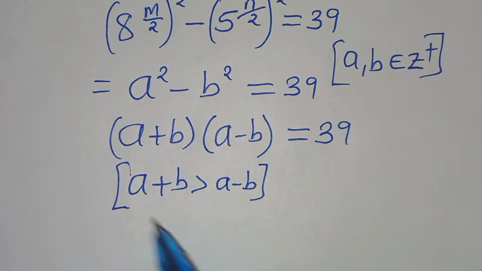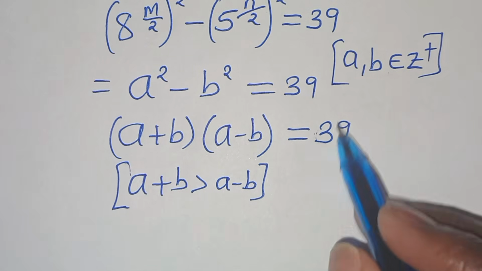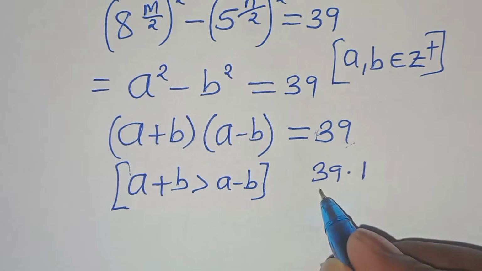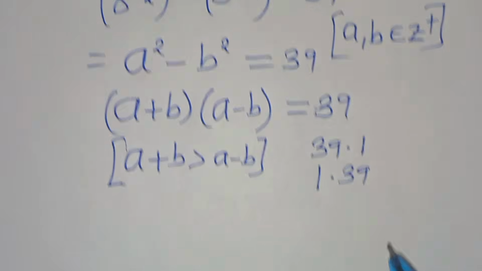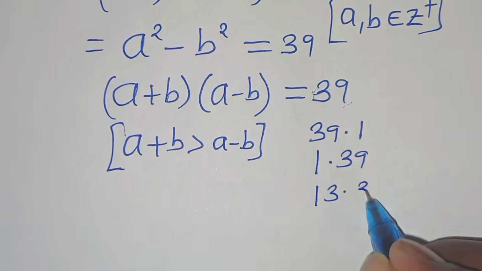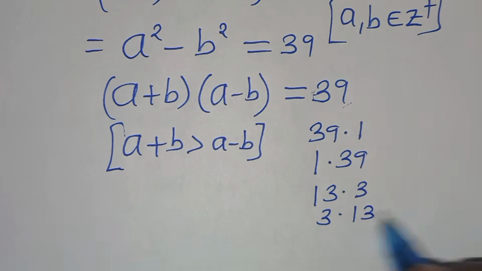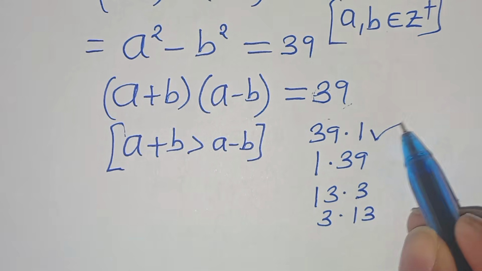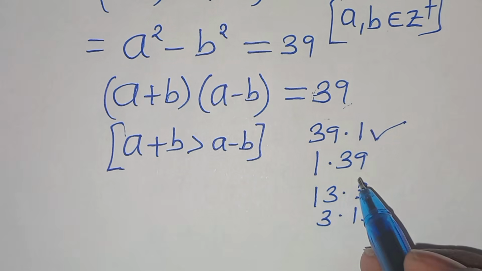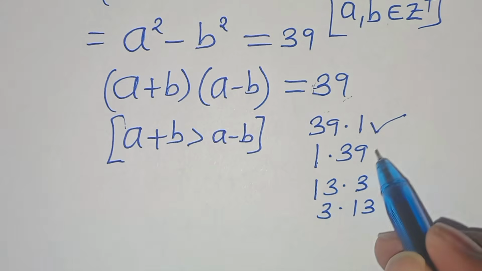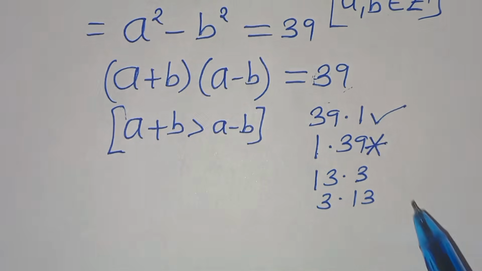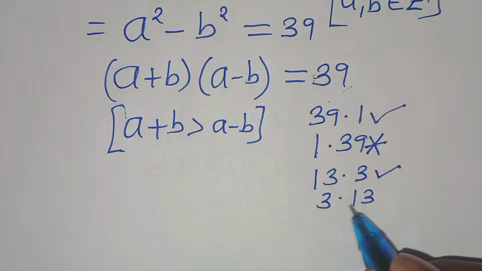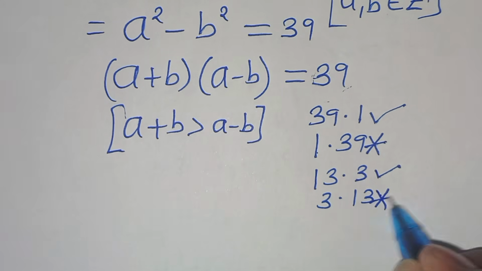And we note that a, b are members of positive integers. Now, the next step from here, let's determine the factors of 39. We have 39 multiplied by 1, 1 times 39, 13 times 3 and 3 times 13. So we have that 39 is greater than 1, so this qualifies the condition here. And we have that 1 is less than 39, so this does not qualify. 13 is greater than 3, so this satisfies the condition here. 3 is less than 13, so this does not satisfy.